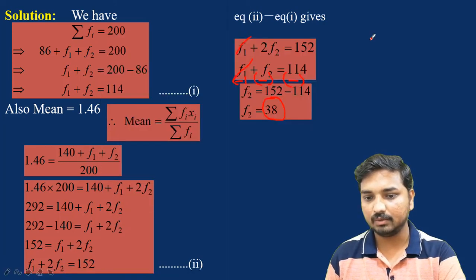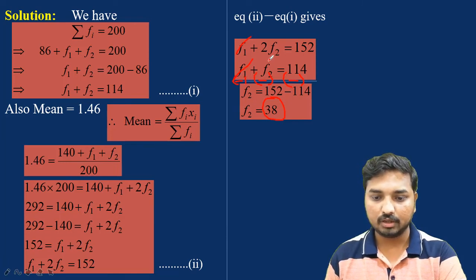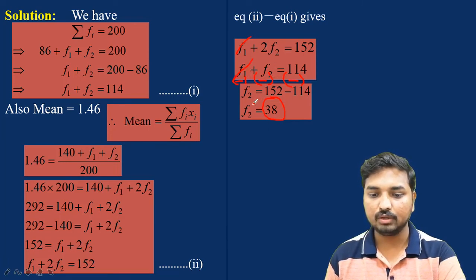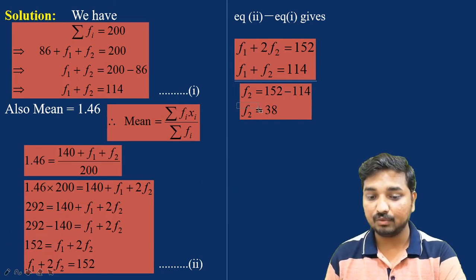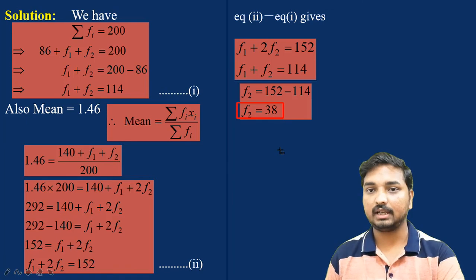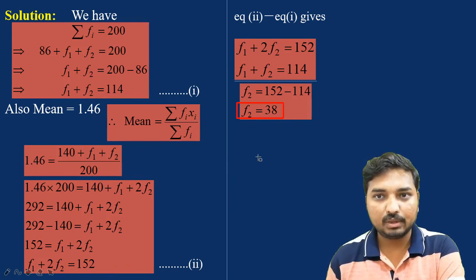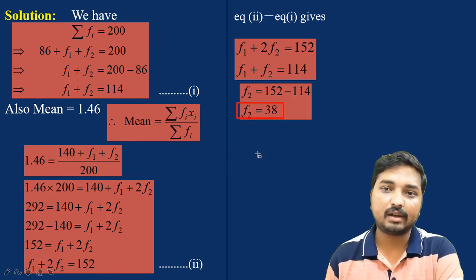So what do you get? 2f2 minus f2 gives just f2. f2 is equal to how much? 38. So now we have got one of the unknowns, that is f2. f2 is equal to 38. So now you need to calculate f1. How to calculate f1?